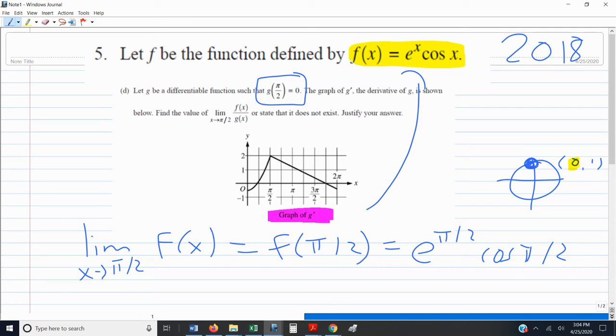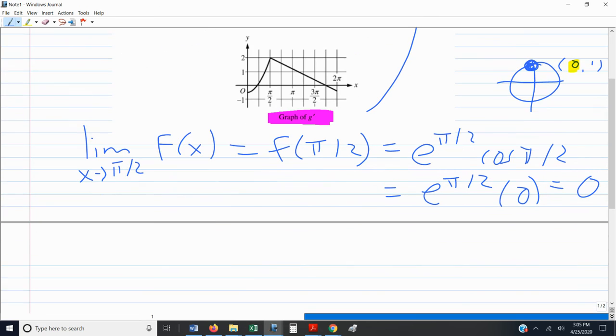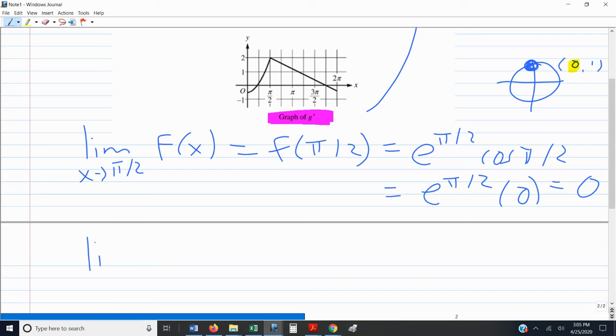And then I won't talk through these steps again because we just did them. E to the pi over 2, the cosine at pi over 2 is 0. So it's okay to write it like that because you're saying the numerator of this function is going to be 0. And then you would do the same thing with the bottom.